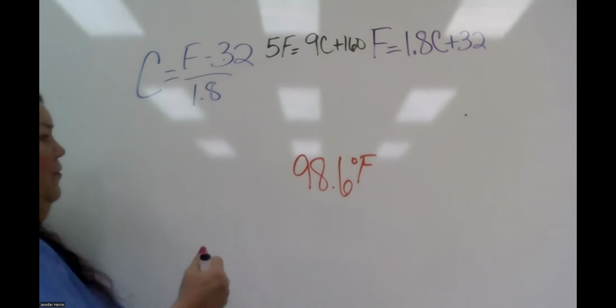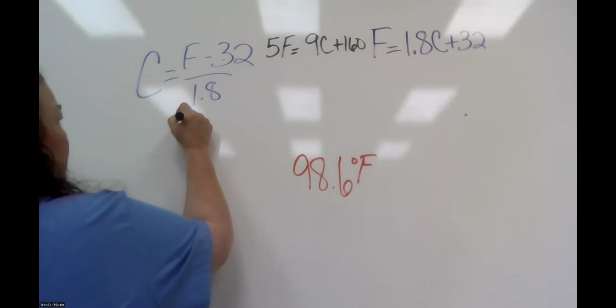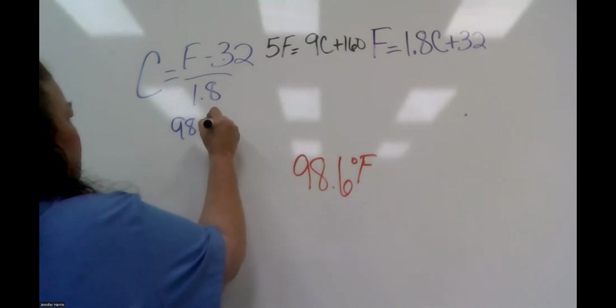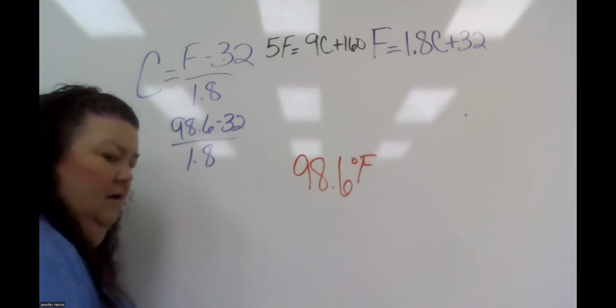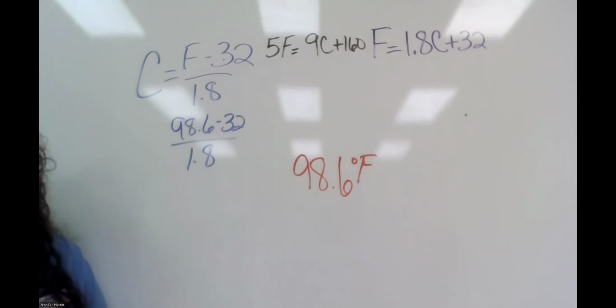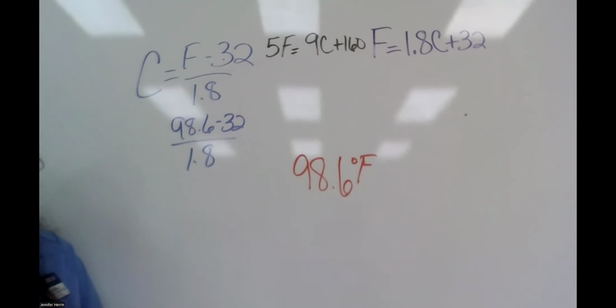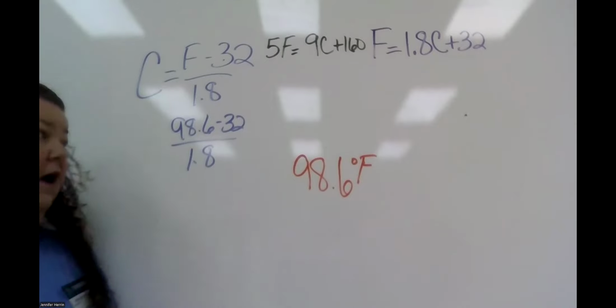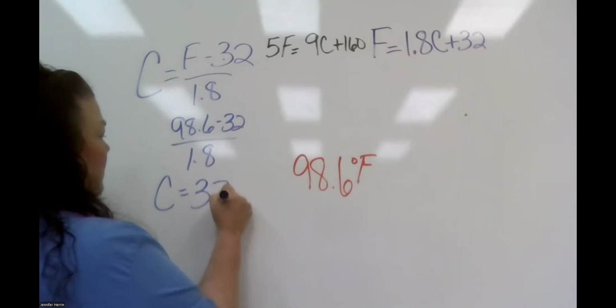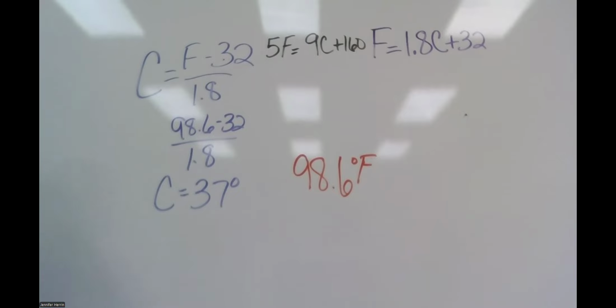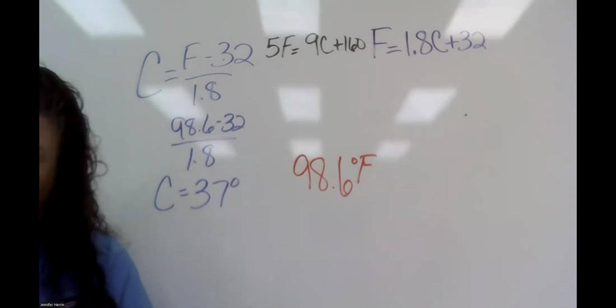So we're going to start over here with the formula that we were given, which is going to be 98.6 minus 32 over 1.8. If we plug that into a calculator, 98.6 minus 32 equals, I get 66.6. Divided by 1.8, I get that Celsius equals 37 degrees.